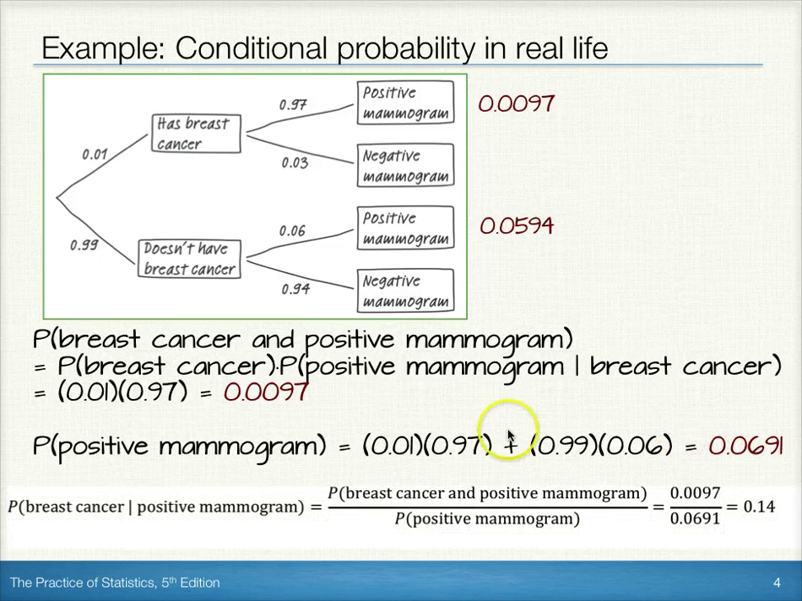So the probability of having breast cancer given you have a positive mammogram is found by taking the probability of both, 0.0097, divided by the probability that the individual tests positive, 0.0691, and we get 0.14. So there's roughly a 14% chance you would have breast cancer in this region given you tested positive.